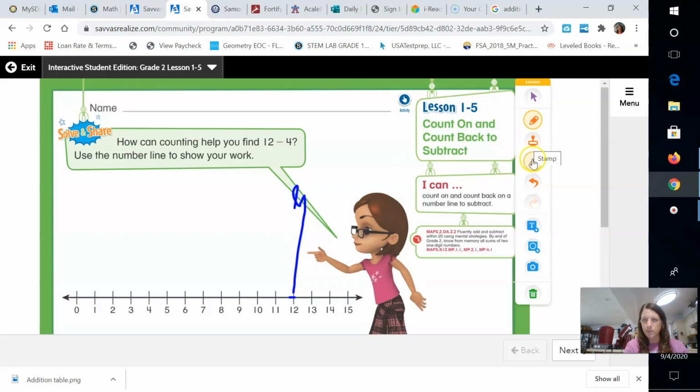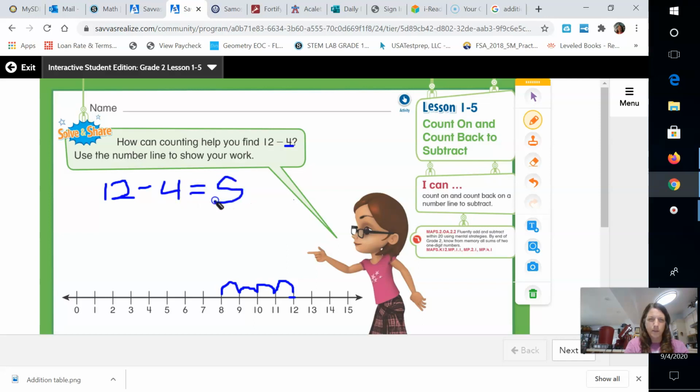We're going to count backwards our second number, which is 4. So start at 12, we're going to count back 4. 1, 2, 3, 4. What did we land on? So 12, take away 4 equals 8. Now we're going to do it the other way.